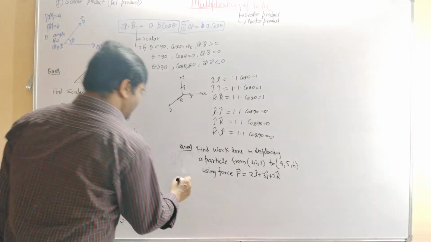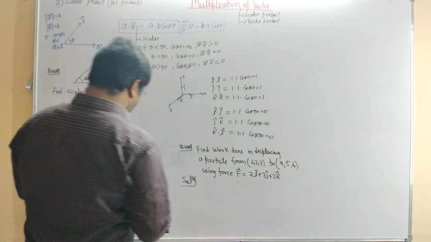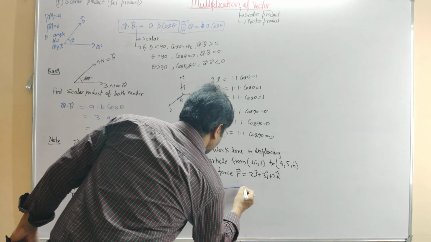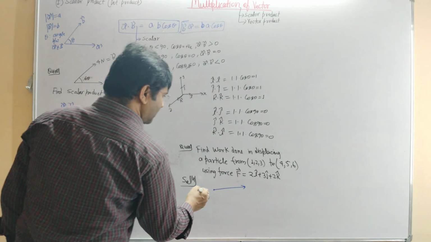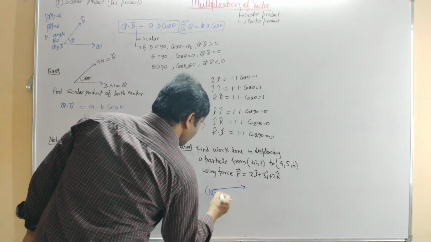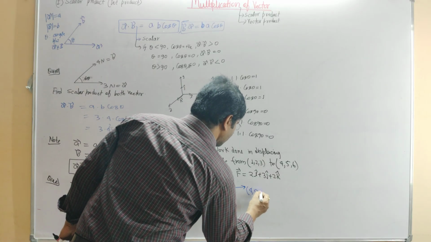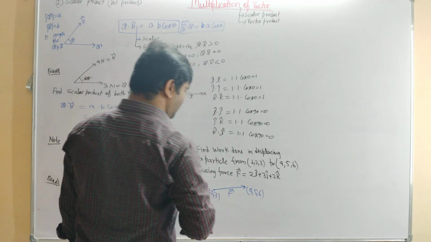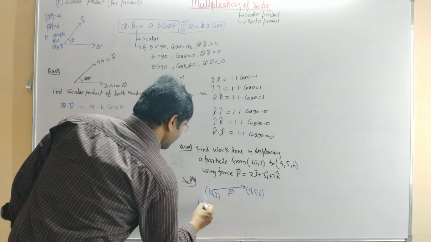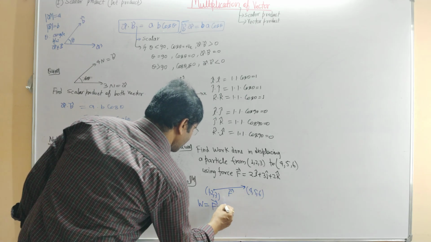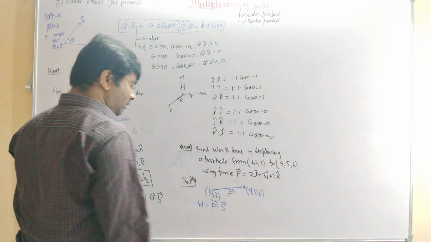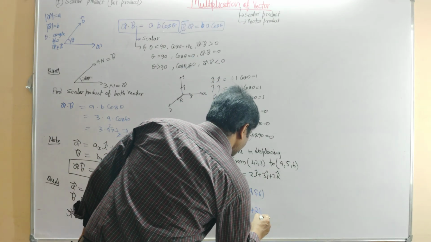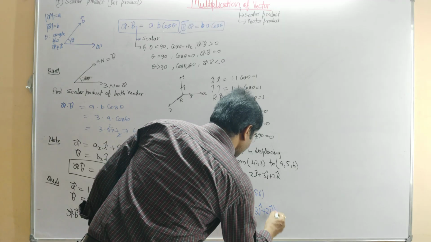We know that the particle is shifted from this point to this point. This is the initial point (1, 2, 3), this is the final point (4, 5, 6), and the force you are applying is this one. So what is work done? Work done is the dot product of force and displacement. How much force are you applying? 2 i cap + 3 j cap + 2 k cap.